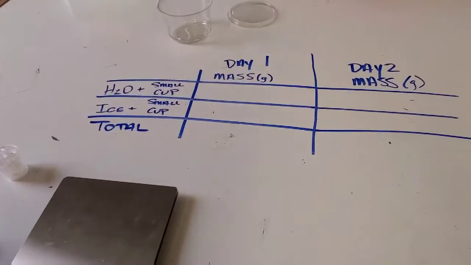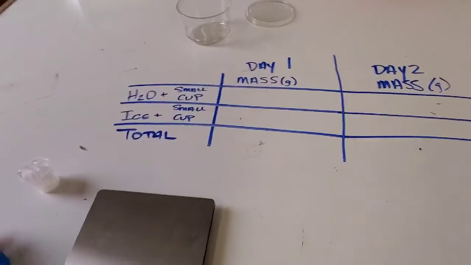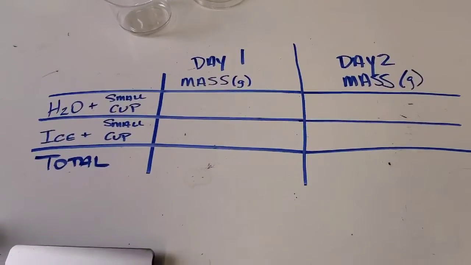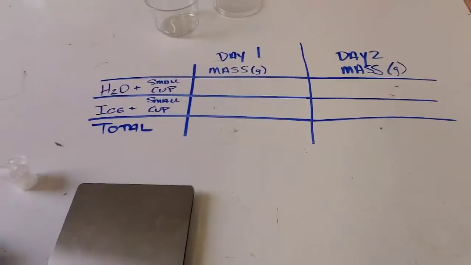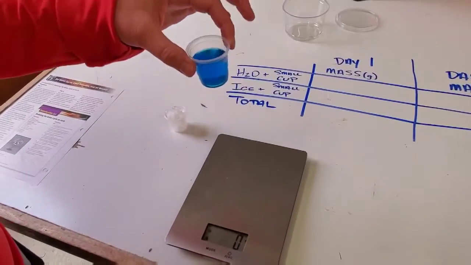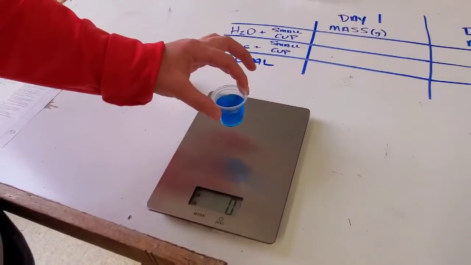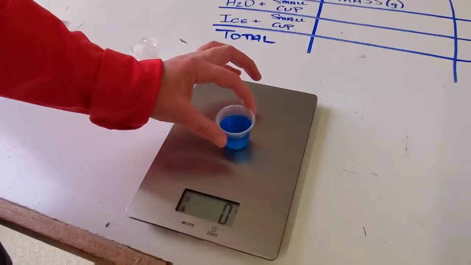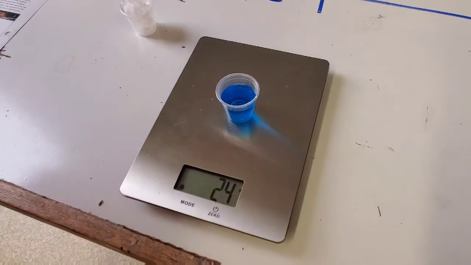Modeling the water cycle. All right, first thing we need to do is make this little chart. I think you can do that pretty easy. Okay, then we're going to take our water that's in a small cup. Why is it blue? And we're going to weigh it. And we're going to make sure that our weight is in grams.